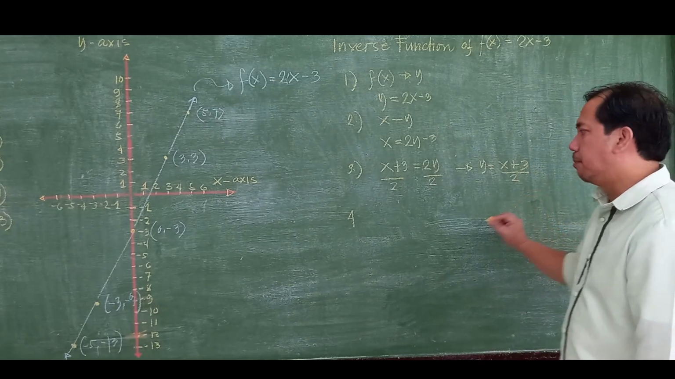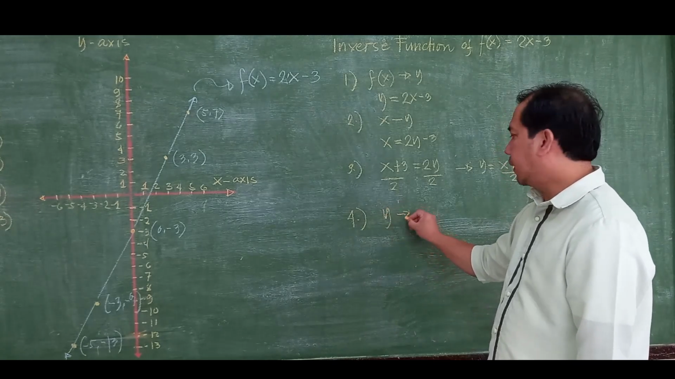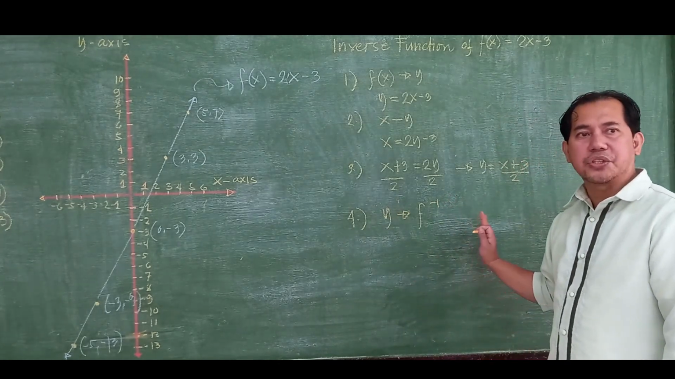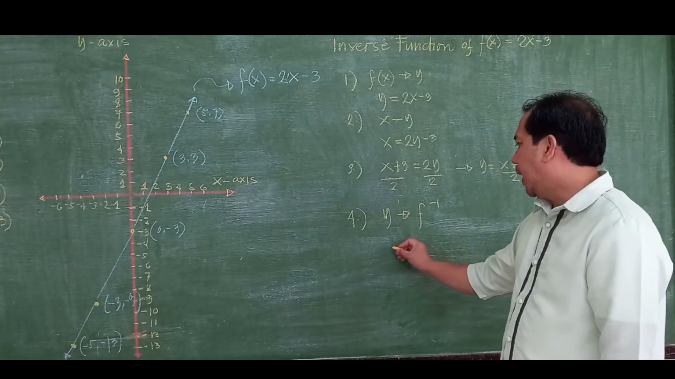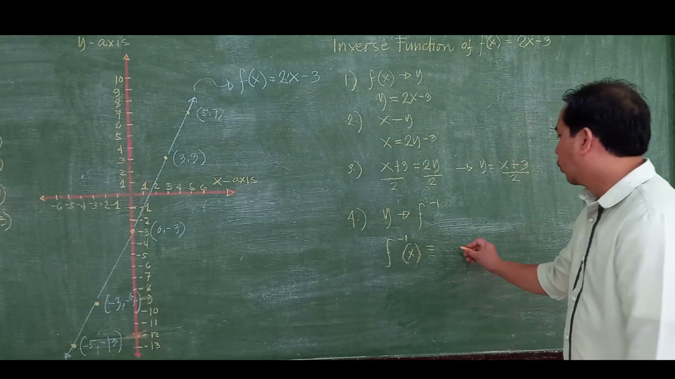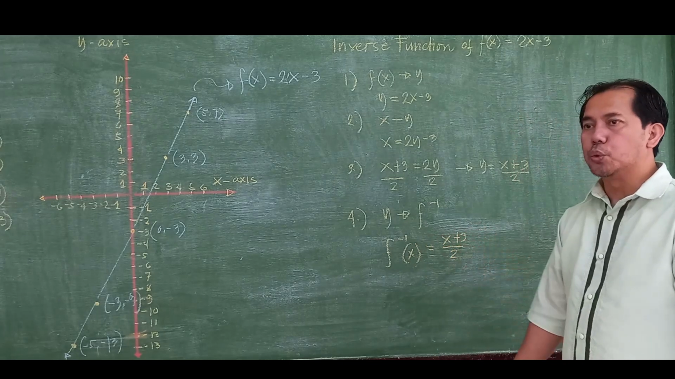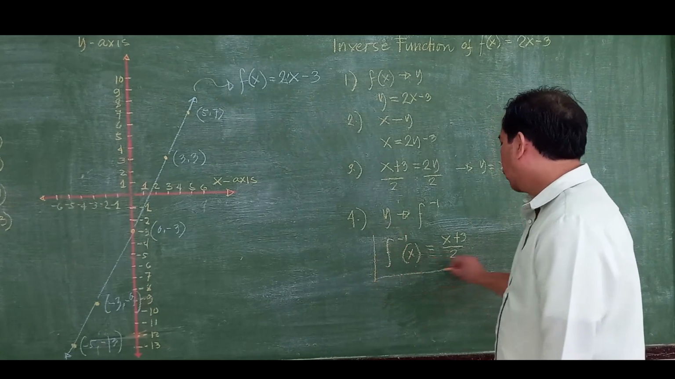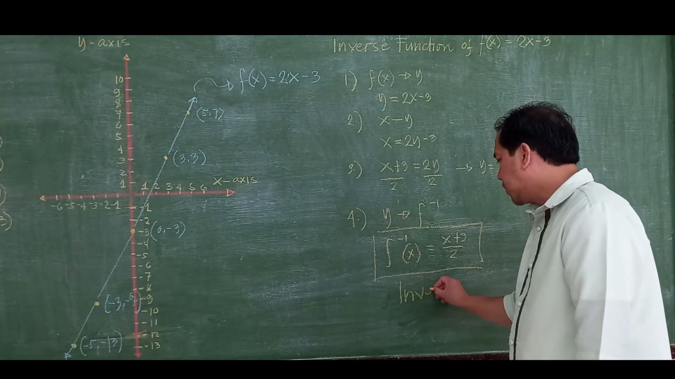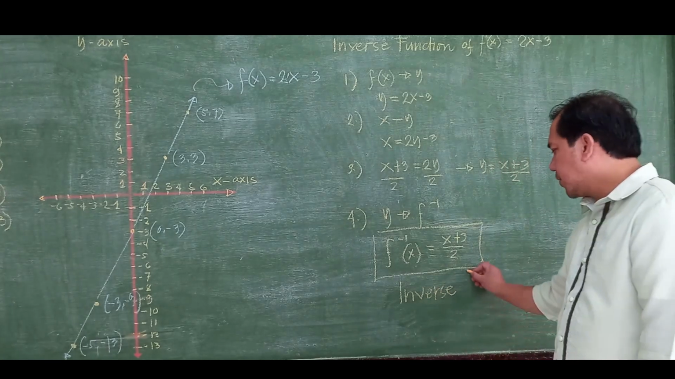It says in there in step number 4, because we have the new y, we change now the new y to what? f of negative 1 to indicate that what you computed is the inverse. So we have now f raised to negative 1 of x is equal to x plus 3 over 2. So we have now a new function which is called the inverse function.